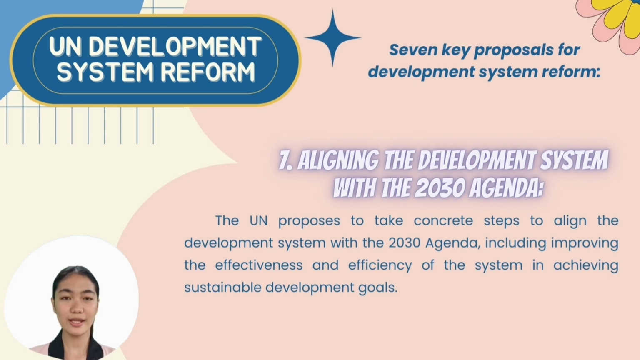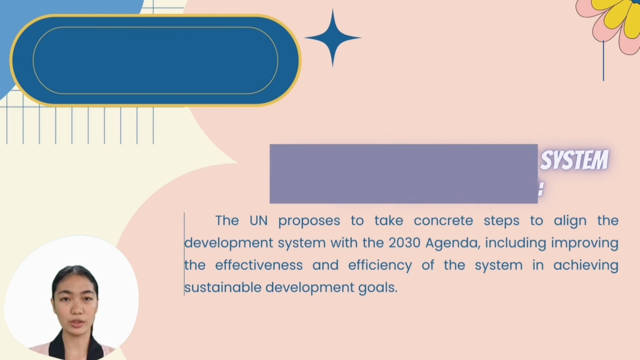The 2030 Sustainable Development Agenda is a plan of action adopted by the United Nations in September 2015 to end poverty, protect the planet, and ensure peace and prosperity for all people.